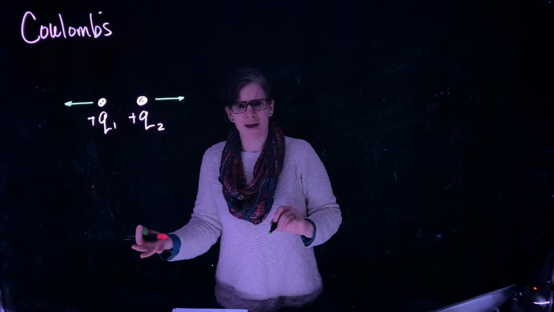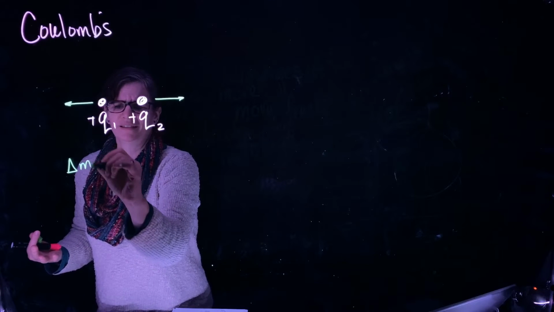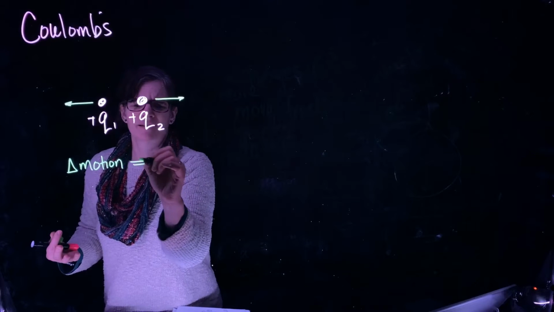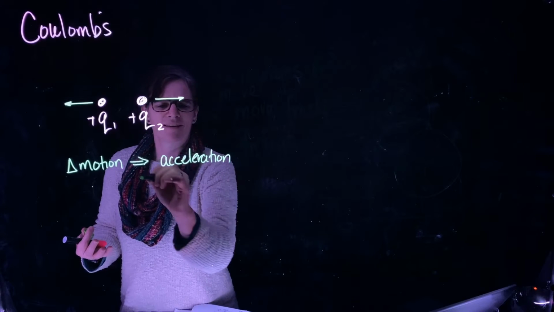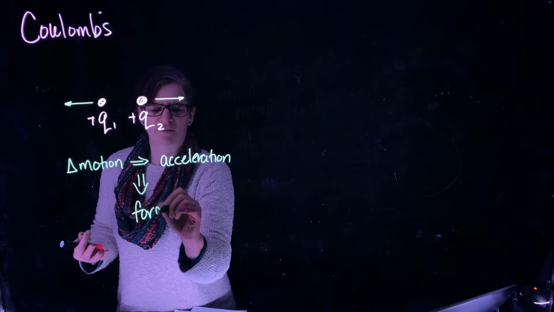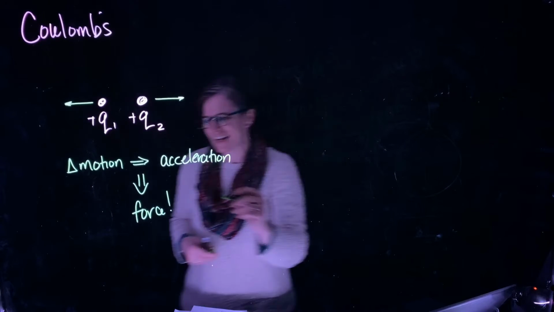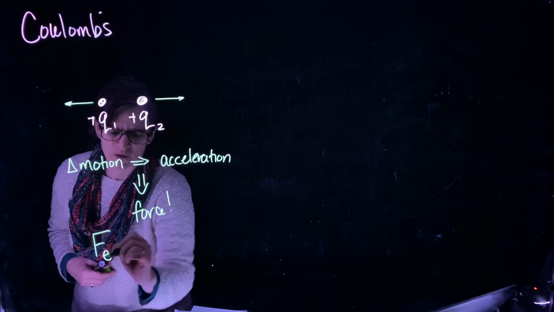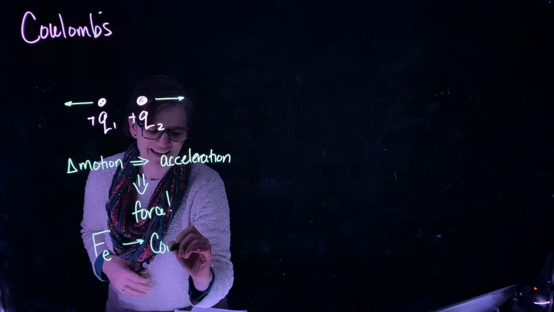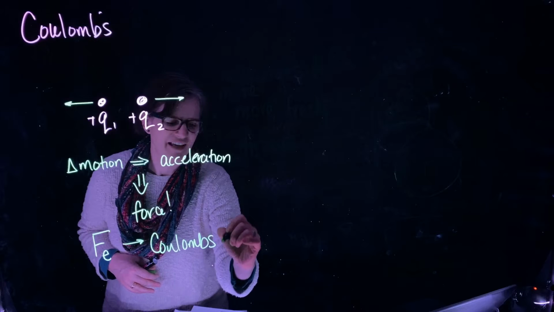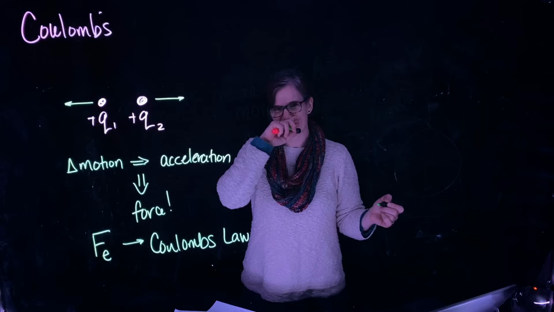If we go from not moving to moving, we have a change in motion for these two objects, which implies we have an acceleration for these two objects, which implies we have a force. And Coulomb's law is what describes that force. This electric force, which we often abbreviate force sub E, is what is known as Coulomb's law. So the question is, what's that force related to? Let's see if we can figure that out.